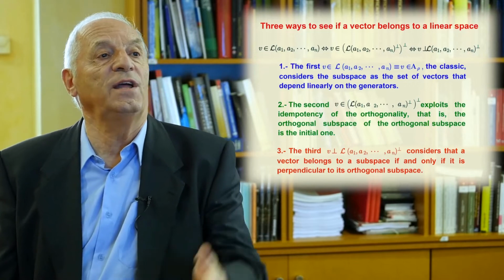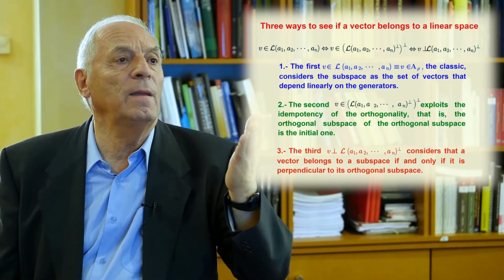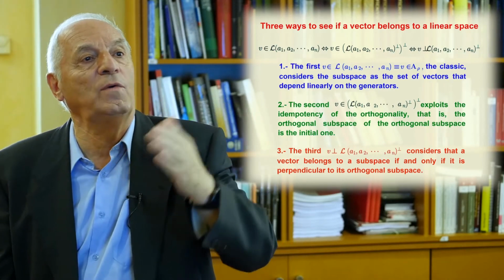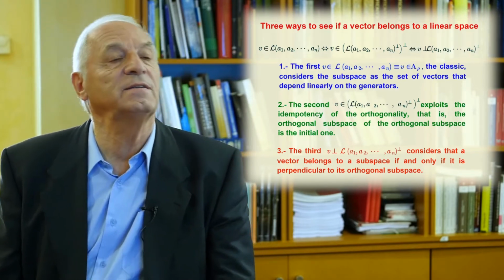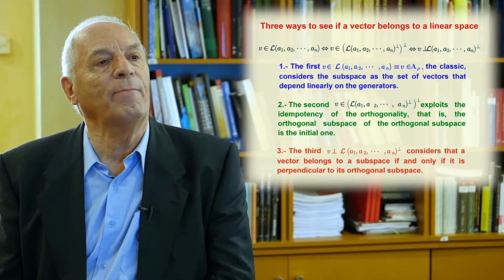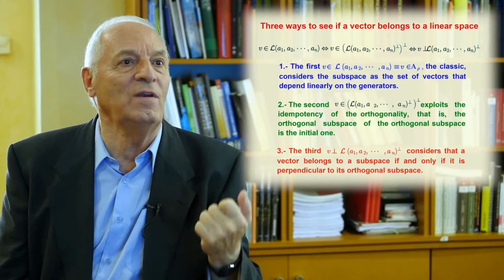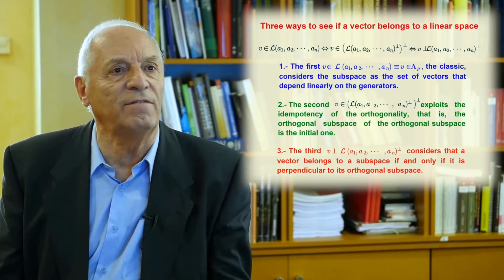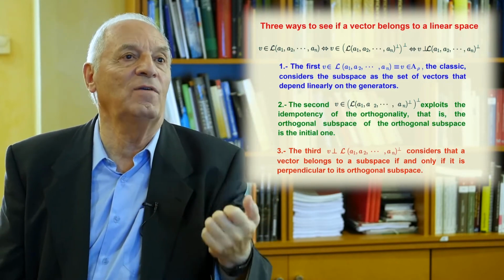The next problem we are going to analyze is whether a vector v belongs to a linear space generated by vectors a1, a2, an. The first expression, v belongs to L of a1, a2, an, is the traditional way of seeing the membership of a vector to a linear space. However, we are going to write the linear space L in a different form. We know that the orthogonal of the orthogonal of L is L itself. So we replace L by the orthogonal of the orthogonal of L.